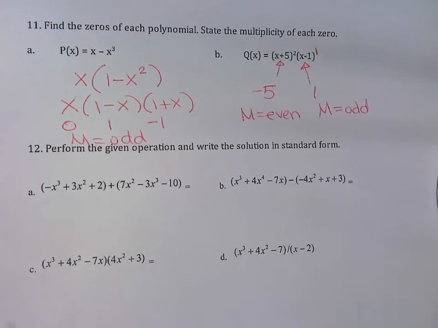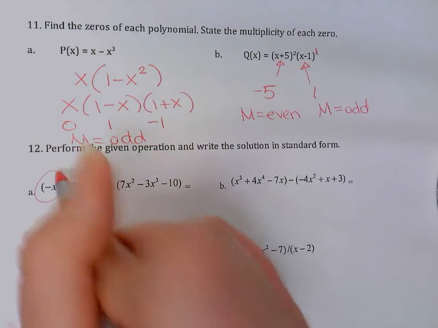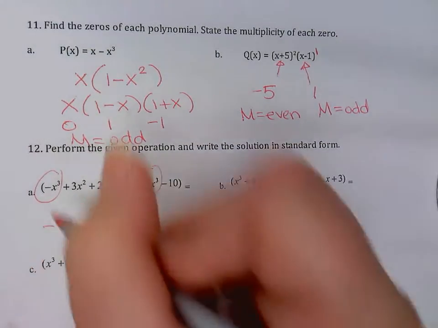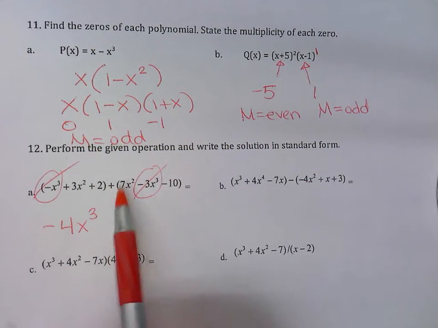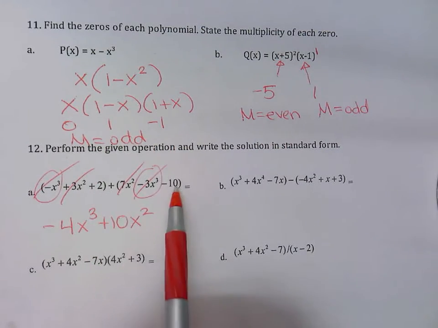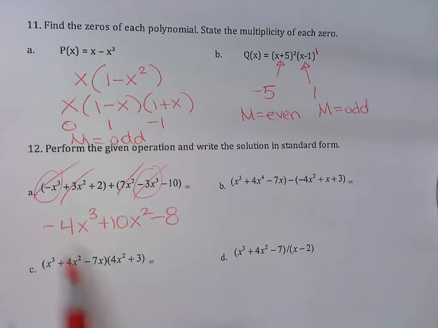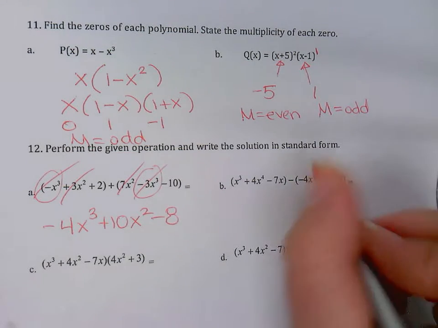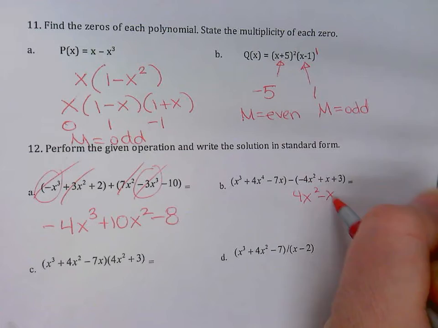So in number 12, this is a review of just some polynomial operations. They're very similar to when we looked at imaginary numbers. I'm putting this in standard form, so I always search for my highest power first. So negative 4x cubed would go first. And then 3x squared and 7x squared, so plus 10x squared. And then 2 minus 10 would be minus 8. So it just says write in standard form. And then in part B, just be careful to distribute your negative sign over that second parenthesis. So you'd have 4x squared minus x minus 3.